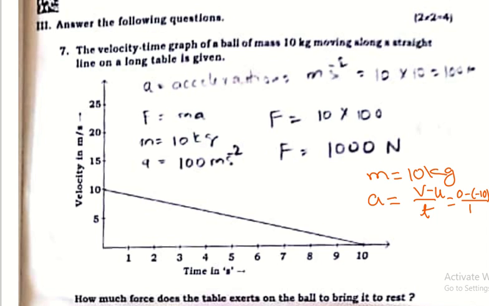So that is equal to divided by 10 seconds taken, that is 1 meter per second square. Here the acceleration is 1 meter per second square. So we have to find out the force, which is equal to m into a, that is mass of 10 kg into acceleration of 1, that gives you 10 Newton. So 10 Newton, I think, is the correct answer. I shall verify this once again.